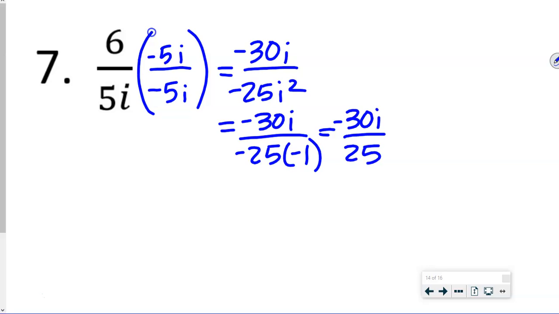Here goes our question again. Are we done? No. Everything's divisible by 5, isn't it? So we're going to go negative 6i over 5. That's going to be our final answer. Okay, let's see if y'all can do the next problem on your own again. Go ahead and work it and then come back to me when you're done. I'm going to show it to you.